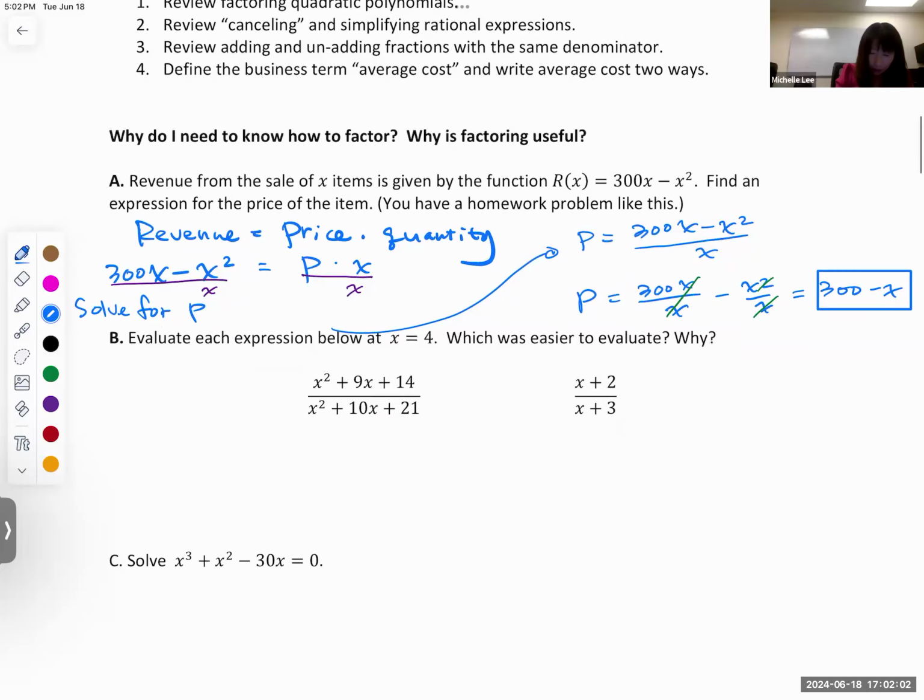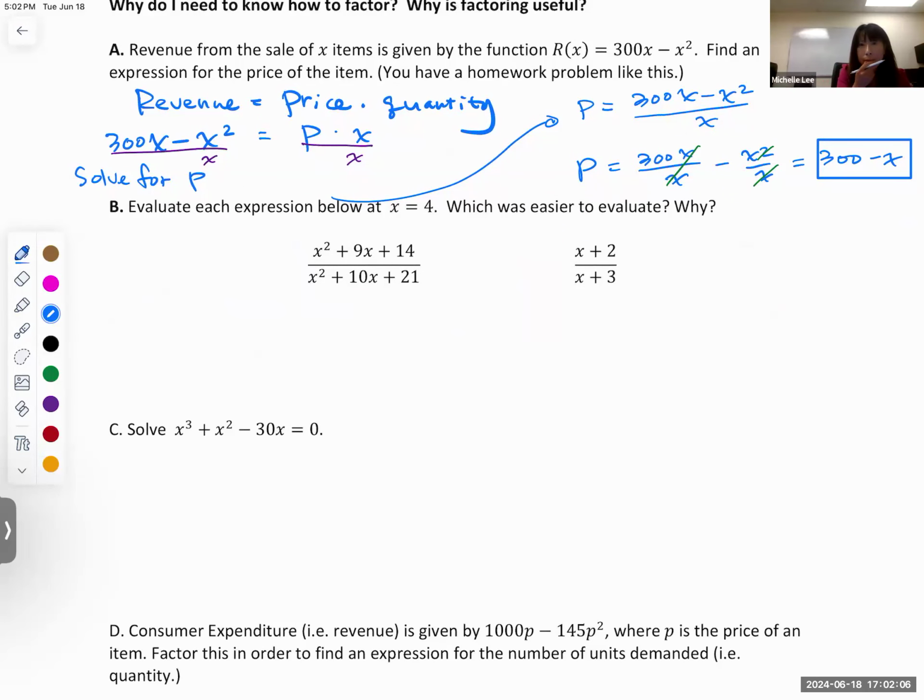Now, evaluating at x equal to 4. Which one is easier? Absolutely, this one is easier, right? Why? Because it has less work, fewer terms, and only a linear expression in the numerator and denominator. The other side has a quadratic over a quadratic. So this is quadratic, and this is linear.